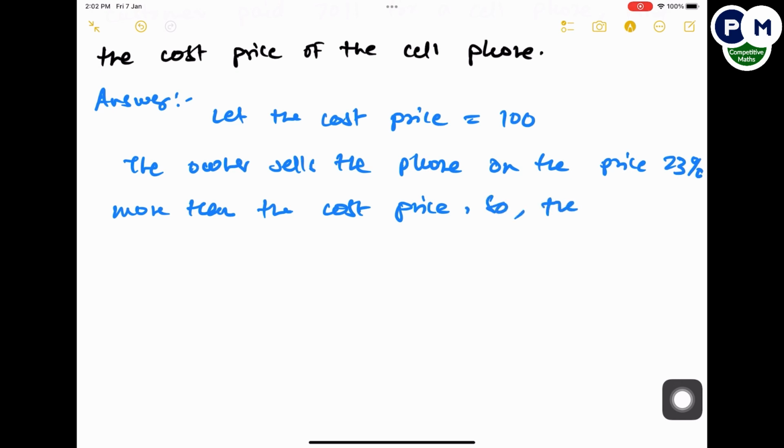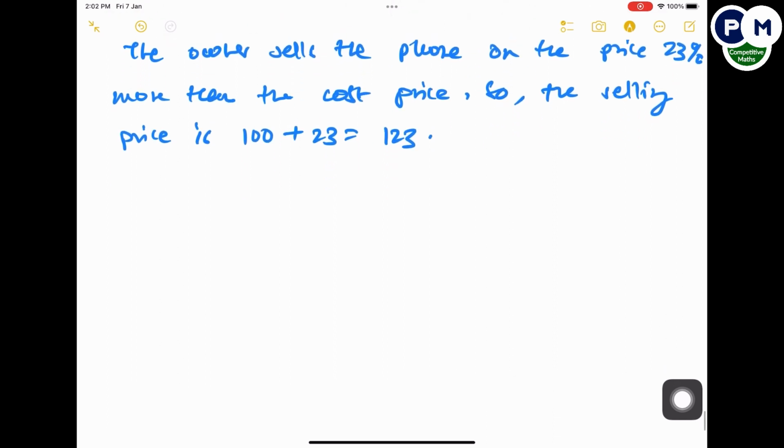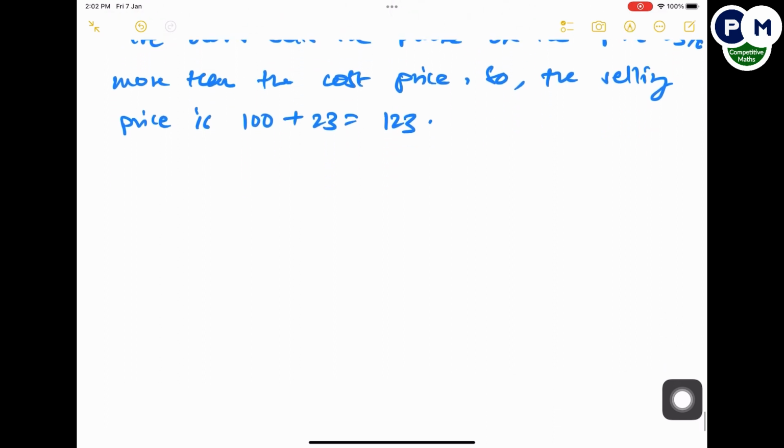Let the cost price equal 100. The owner sells the phone at a price 23% more than the cost price. So, the selling price is 100 plus 23, which is equal to 123. As given, the customer has to pay $70.11 to purchase the cell phone.